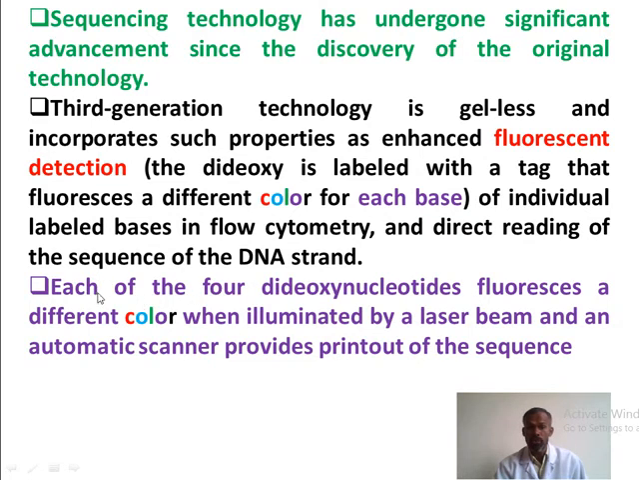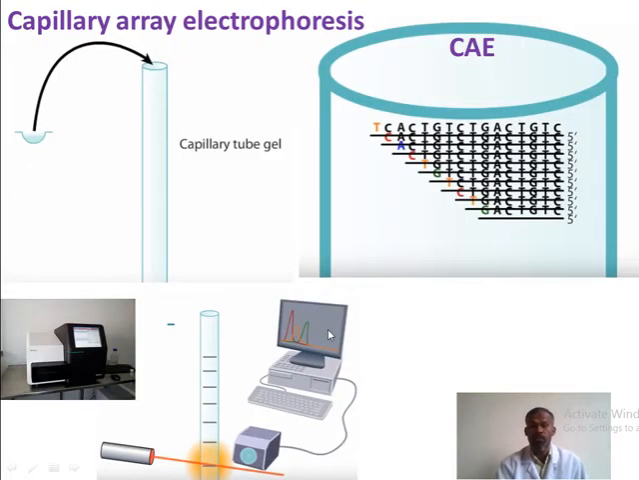Based on that, we can easily find out which nucleotide is being added. Each of the four dideoxynucleotides fluoresces a different color when illuminated by a laser beam, and an automatic scanner provides a printout of the sequence. It's very simple: there's an automatic scanner, a laser beam, and a machine that gives the sequence in printout form.